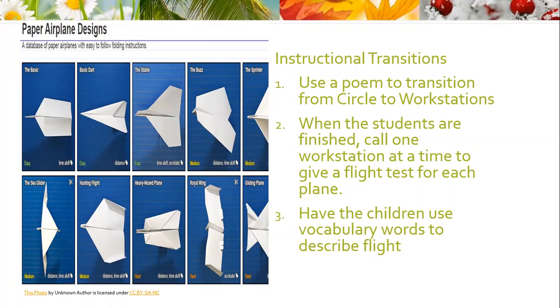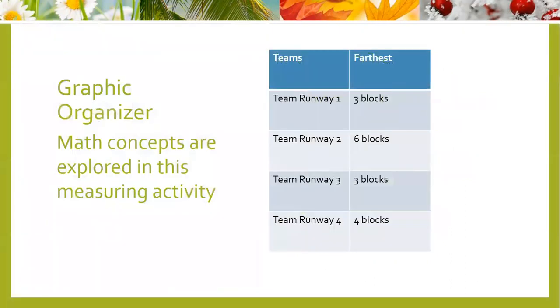The next thing that we're going to do is create a graphic organizer. Team Runway 1 is going to be one team of students. Team Runway 2 is going to be the next team of students. Team Runway 3 is going to be our third team of students. And Team Runway 4 is going to be our fourth runway. And this one, they are actually addressing a math standard.